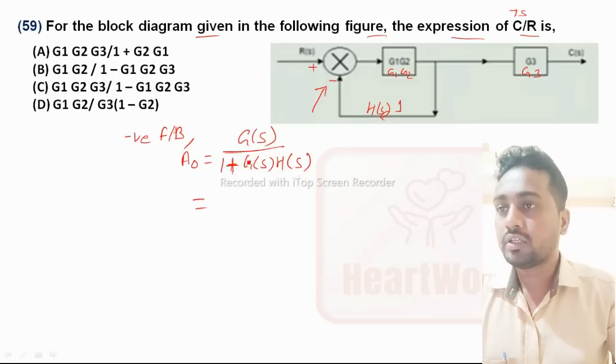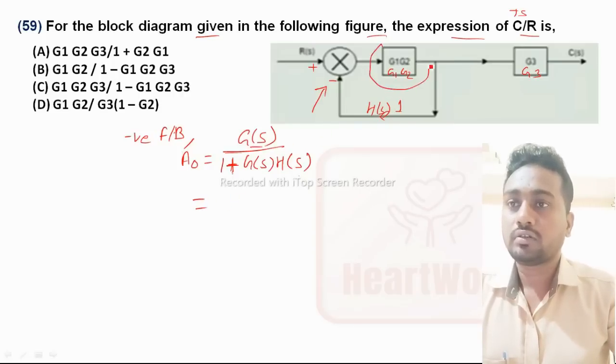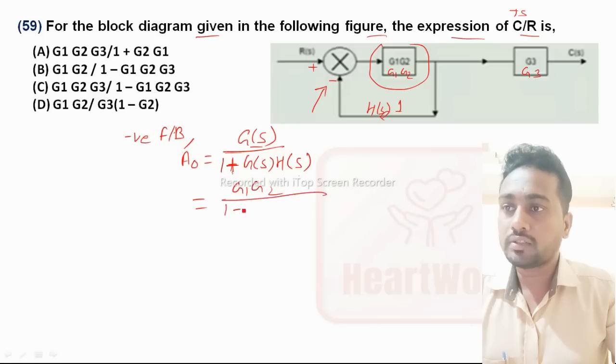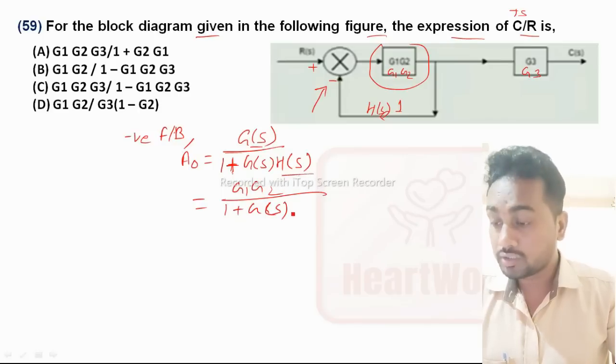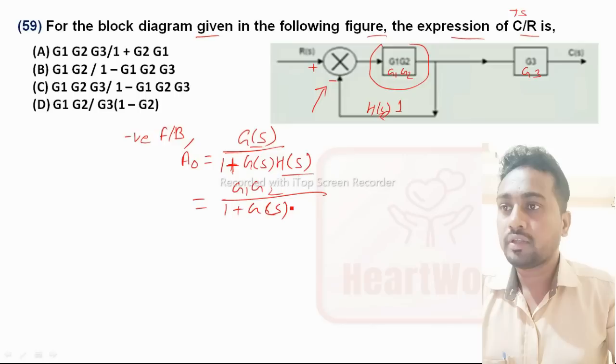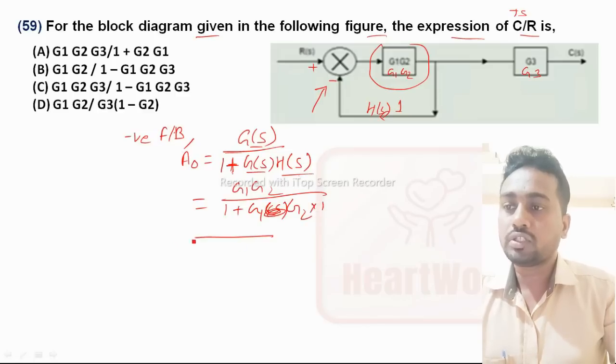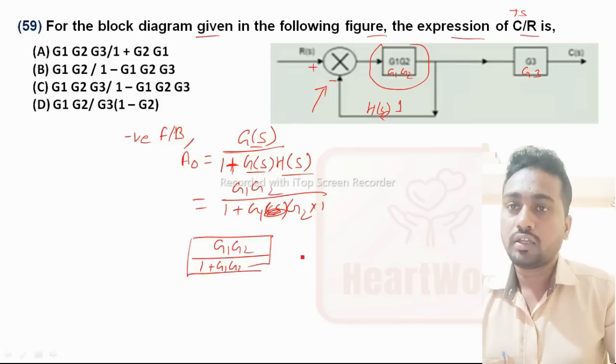Now we have to calculate G of S. G of S is G1 G2, divided by 1 plus G of S and H of S, where H of S is 1. So G of S is G1 and G2, and H of S is 1. If we reduce this block, we can write G1 G2 divided by 1 plus G1 G2. Then another block already in the question is G3.